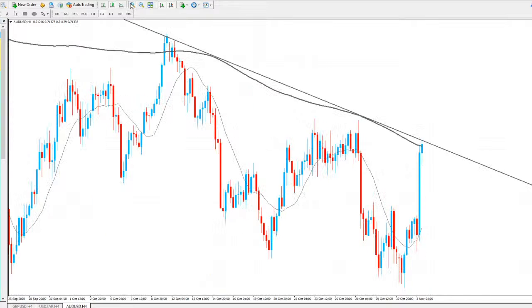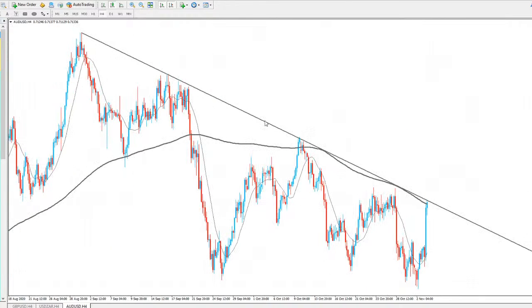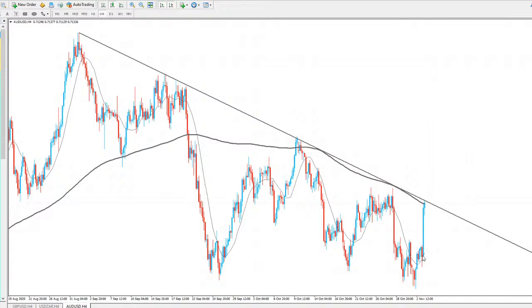I think we've tested it just about. As you can see, initially test there, second, third, and now we're testing it for a fourth time. So potentially we either see price hold at that level and get pushed to the downside, or carry on moving to the upside. Again, we do have a lot of momentum in the chart now, so we could potentially see a break of that trend line and a bigger move to the upside, which could be the case.